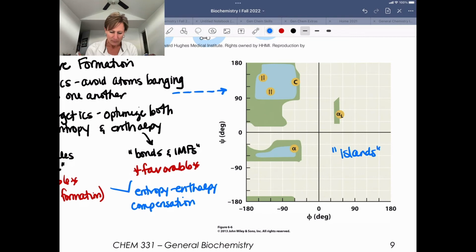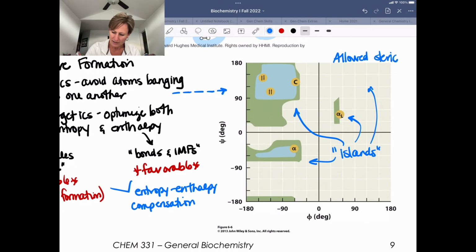So the islands, okay, which we see here, here, and to a lesser extent here, represent spaces where we have allowed steric conformations. So these islands are allowed steric conformations. Okay, so what this is going to then allow for is specific structural elements. We're going to get to the details in another video on this, but the two main secondary structural elements that we're going to talk about are alpha helices and then beta strands that interact to form beta sheets.